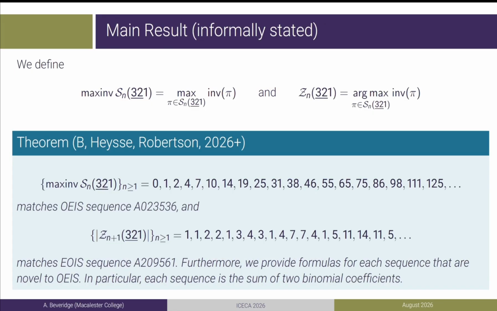So let's introduce a couple of symbols. Maxinv of Sn of 3-2-1 is the maximum inversion number that we are interested in, and Zn of 3-2-1 is the set of permutations that achieve this maximum value. Here's an informal statement of our main theorem. We'll delay the full statement for a few slides to avoid introducing lots of symbols all at once. Basically, my collaborators and I have proven that both of these sequences have matches in the OEIS. We've given new interpretations of these sequences, and we give new simple formulas for them as well. And we'll see that each of these sequences is the sum of two binomial coefficients.